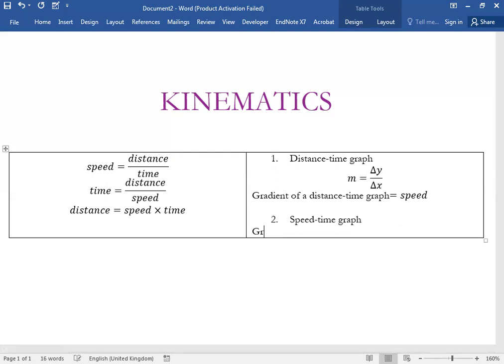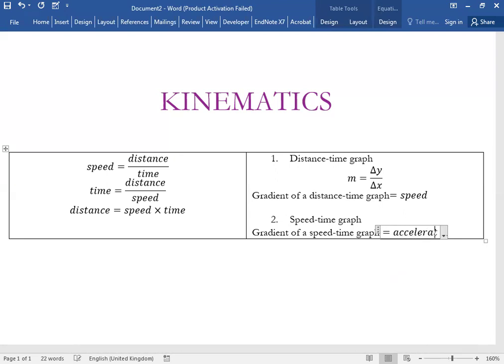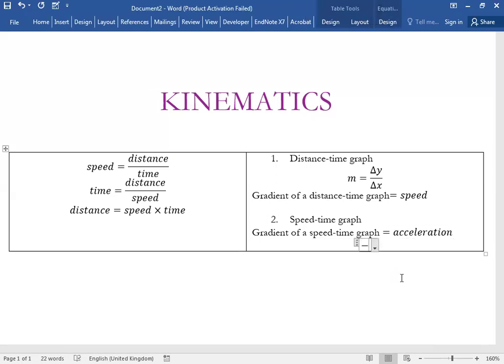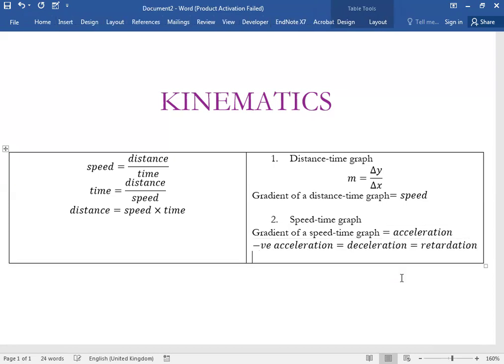उसका gradient हमें क्या बताता है? For commerce students specifically, the gradient of a speed time graph shows you the acceleration. Negative acceleration is also called deceleration or retardation. Negative acceleration को what do we call? We call it deceleration और retardation. जैसे negative profit is loss, इसी तरह negative acceleration को you can call deceleration or retardation.